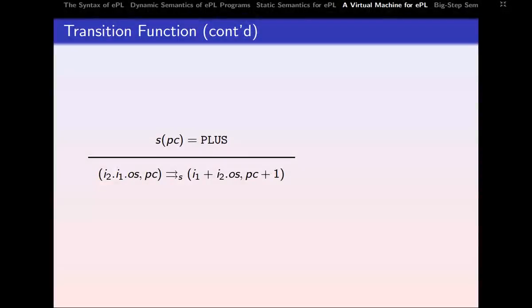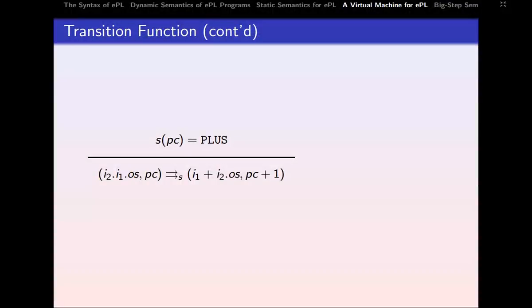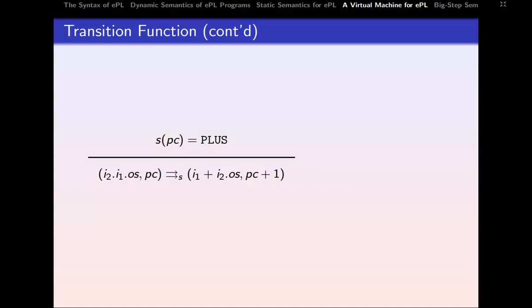Okay? Whenever the current instruction is a plus, right, we're going to assume that our state has a stack with at least 2 elements in it. So that is signified by having an I2, I1 at the top of the stack, right? And we're transitioning to a new state where we popped I1 and I2, we performed the operation I1 plus I2, we pushed back the result on the top of the stack, and again we moved to the next instruction, PC plus 1. Is this clear?